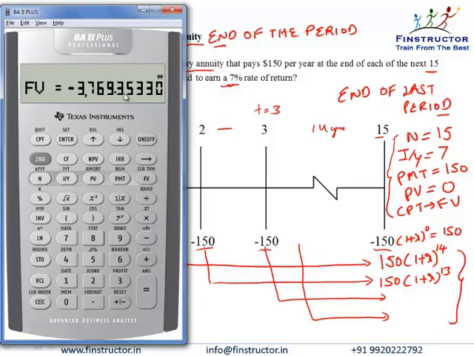So if we take money from somebody, we have to give them back. If we invest money with somebody, we will receive 3769.35. So that's the future value of this ordinary annuity.